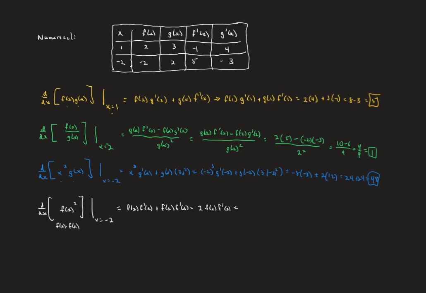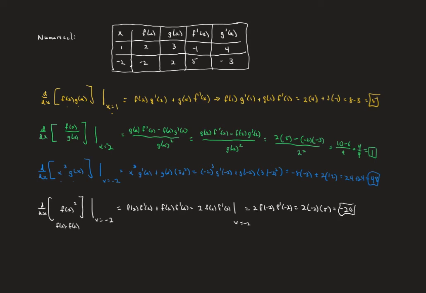And if we evaluate that at x equals negative 2, then that's going to be 2 times f of negative 2 times f prime of negative 2. So that's going to be a 2, and f of negative 2 is negative 2, and f prime of negative 2 is 5. And so that's going to be negative 4 times 5 is negative 20.